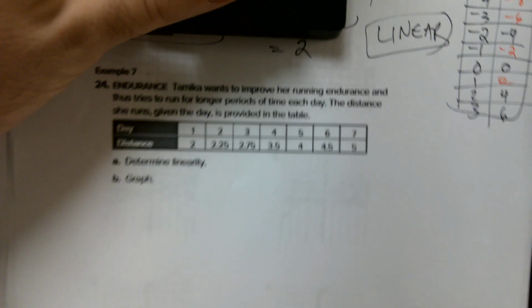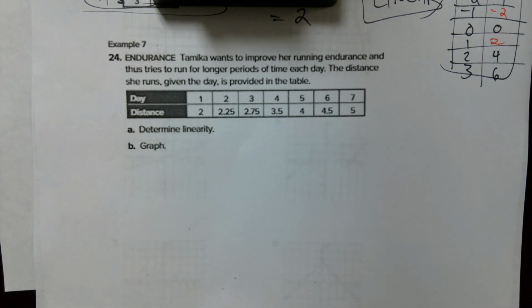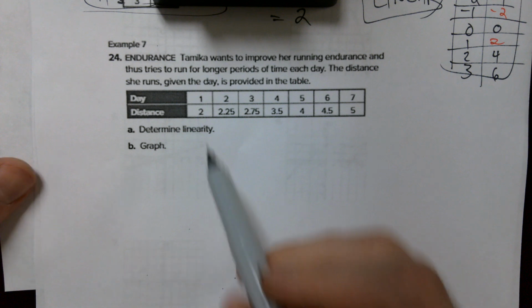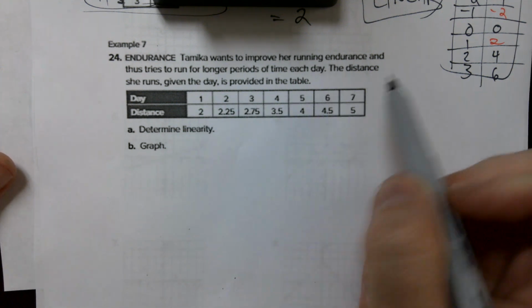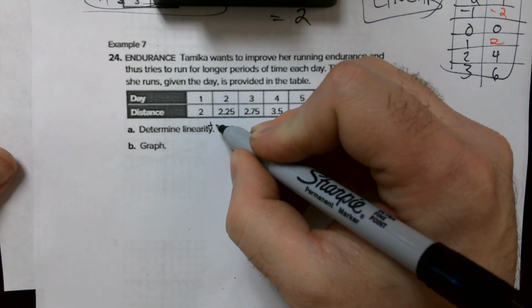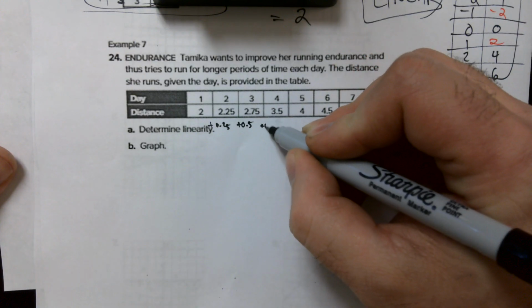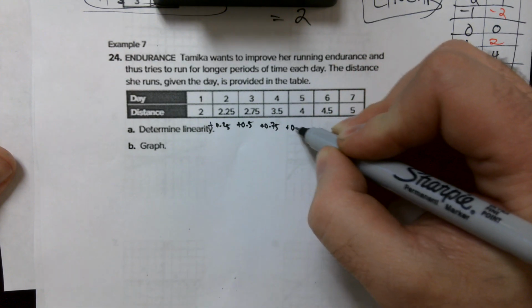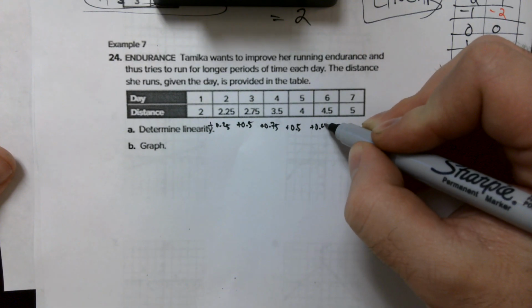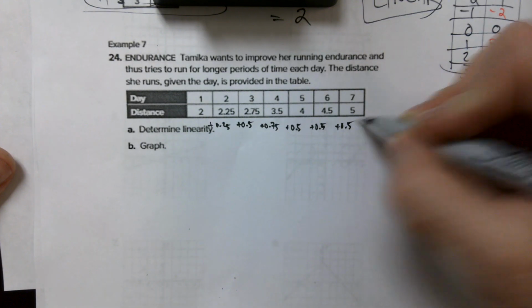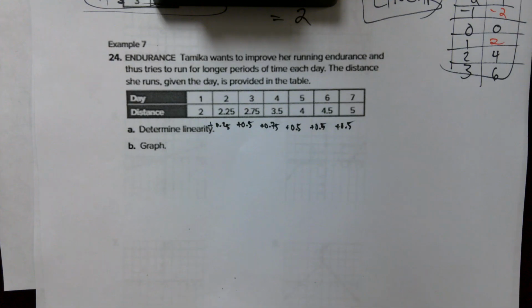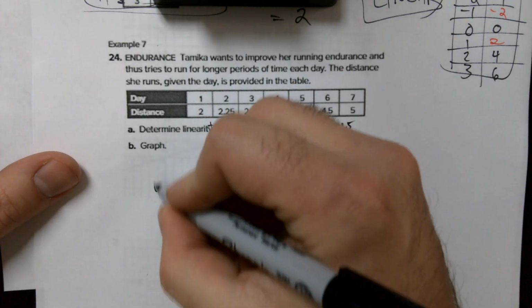Tamika wants to improve her running endurance and thus tries to run for longer periods of time each day. The distance she runs given the day is provided in the table. So my days go plus 1, plus 1, plus 1, plus 1, plus 1. Down here, I've got plus 0.25, plus 0.5, plus 0.75, plus 0.5, plus 0.5, plus 0.5. Is that linear? No, it's definitely non-linear.